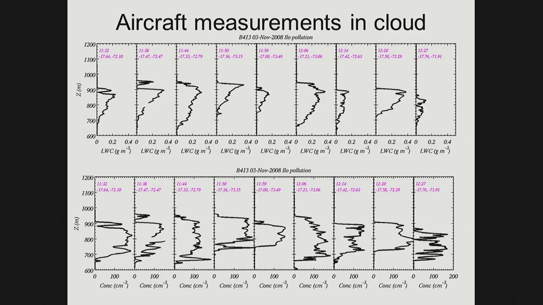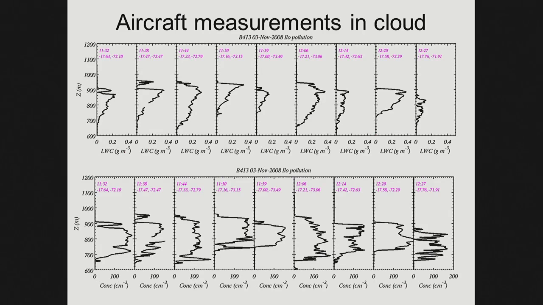So just to show you some measurements. I said that the adiabatic liquid water mixing ratio parcel theory is a good approximation for the liquid water content in a stratocumulus cloud. From these measurements, you can see it's not really. The reason why we did this experiment is because in this part of the world, that mixing process, that entrainment between the air above and below the inversion, is quite important for these cloud types.